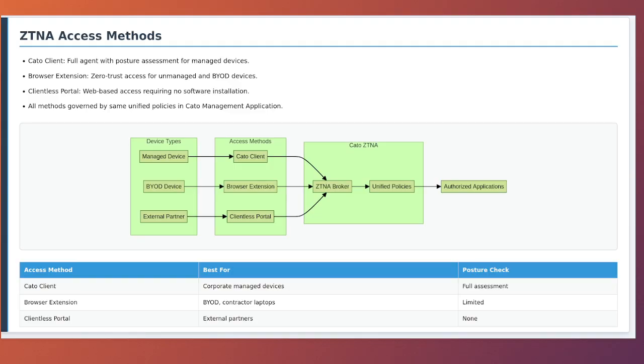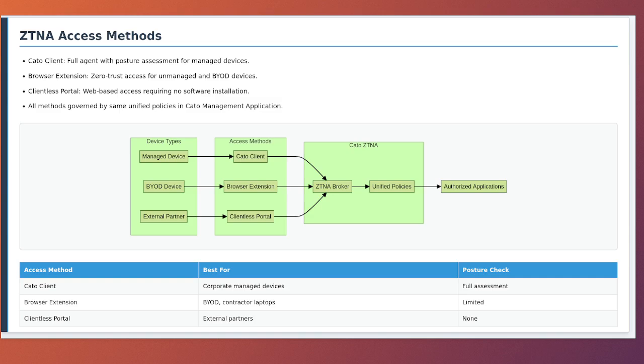All three access methods connect to the same ZPA broker and are governed by the same policies defined in the Cato management application. An administrator defines who can access which applications based on user identity, group membership, device type, and other attributes. The policy applies regardless of how the user connects.